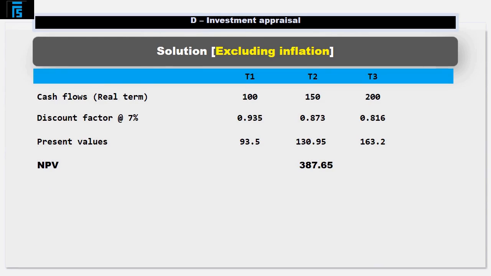$387.65 compares to the $389.40 from before. The difference is very minor and is due to rounding. Remember, we assumed an inflated discount rate of 10% instead of using the precise 10.21%. The difference is in fact insignificant and would be more than acceptable in the exam.